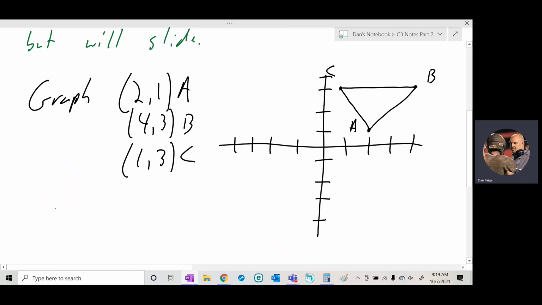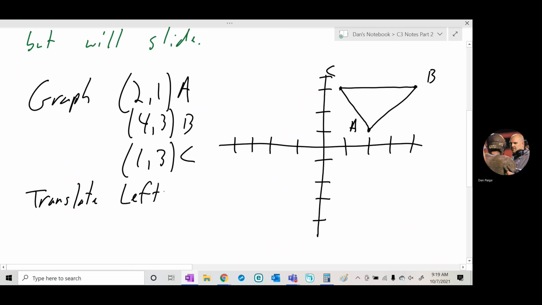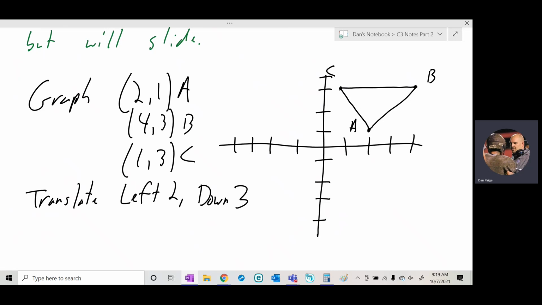And then it's going to give you some instructions. It's going to say, translate it. And then they're going to tell you, translate it to the left 2, and then down 3. They can make up whatever they want there, but they'll tell you left and right, up and down, or one or the other, or both, like I just did. All you're going to do is take each dot and move it the directions they tell you. So from A, we'd go to the left 2, 1, 2, and then down 3. 1, 2, 3, put a dot.